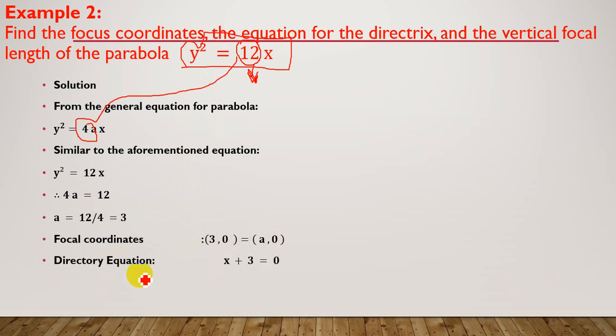And then we have here the directrix equation. The directrix equation is x plus 3, so x equals minus 3, and of course I can predict that from here, a equals 3, so it means the directrix equals minus 3, and the latus rectum then equals 4a, so it will be 12.